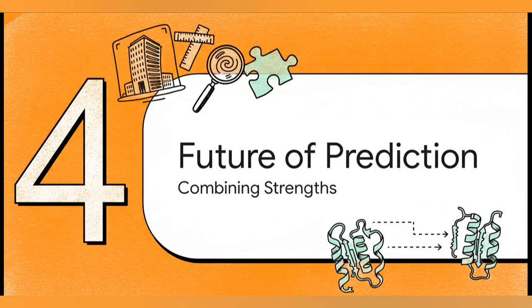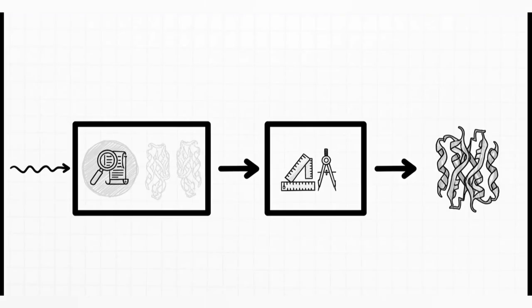Well, here's the really cool part. It's not about one winning. The real future, the absolute cutting edge of this field, is when they work together. It's about combining their strengths. Take a look at a program like I-TASSER, which is one of the top prediction tools in the world. It's a hybrid, and it's brilliant.